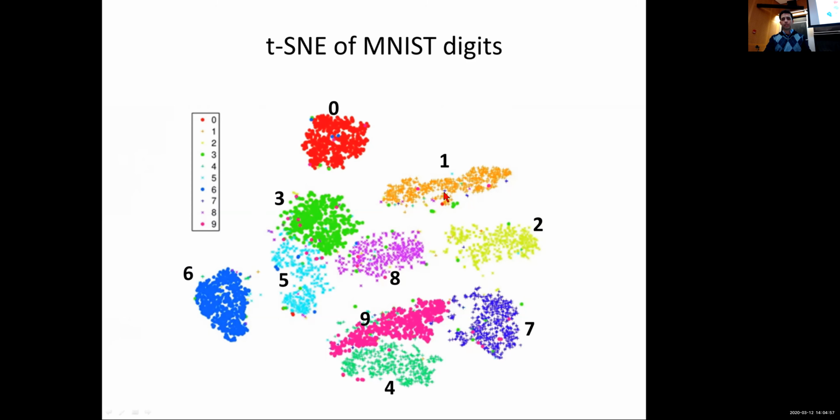And you can see here just how beautifully this separates digits from each other. You can see here that 9 and 4, for example, have a lot of similarity. 3 and 5 have a lot of similarity. 5 and 6 have a lot of similarity. And 1 is very different from 6 and so on and so forth.